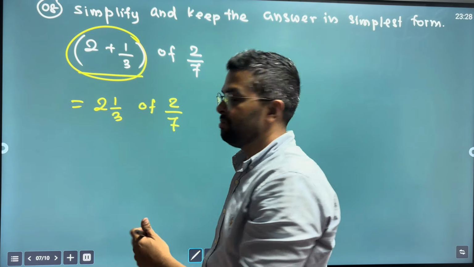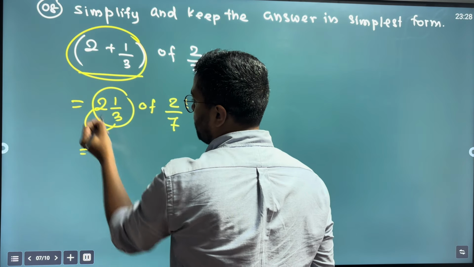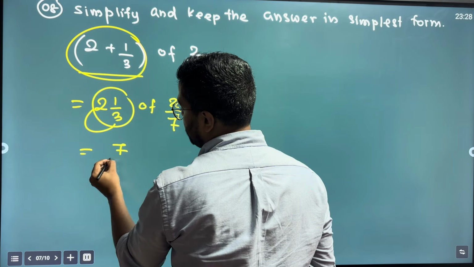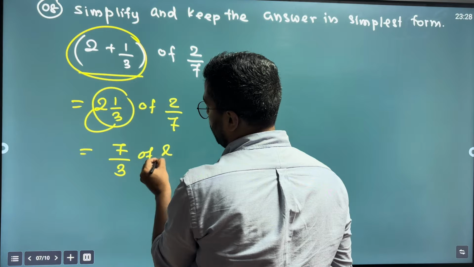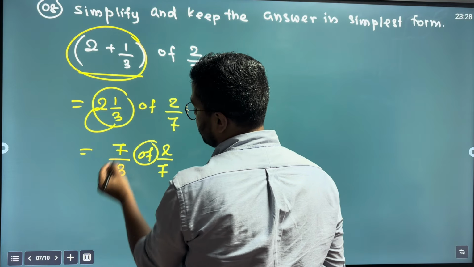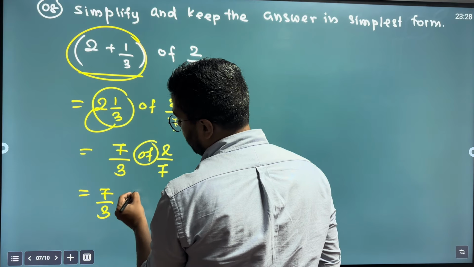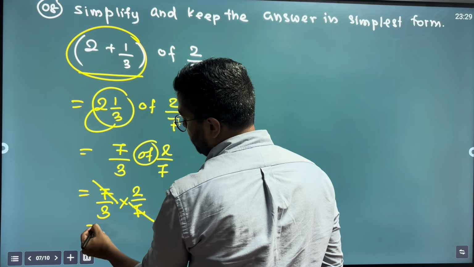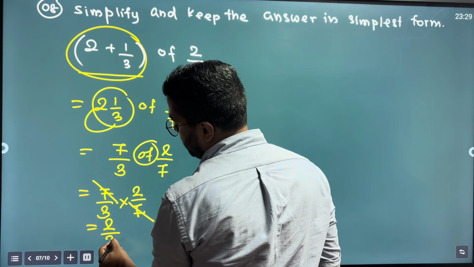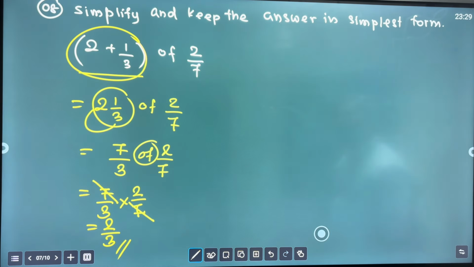Let's convert this mixed number into an improper fraction. 3 times 2 is 6. 6 plus 1 is 7. So 7/3 of 2/7. Now instead of the word of, I can put a multiplication symbol and 2/7. Cancelling 7 with 7, the final answer is 2/3.